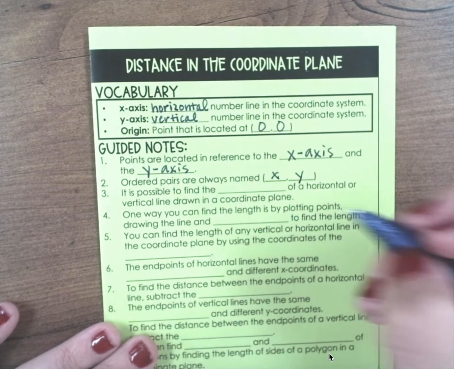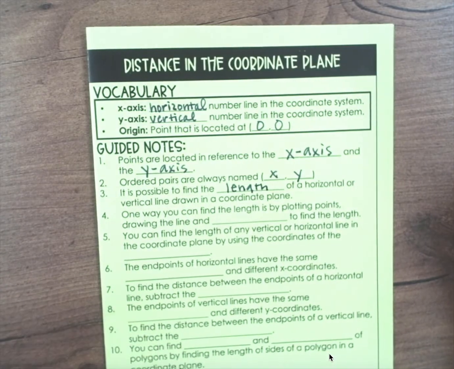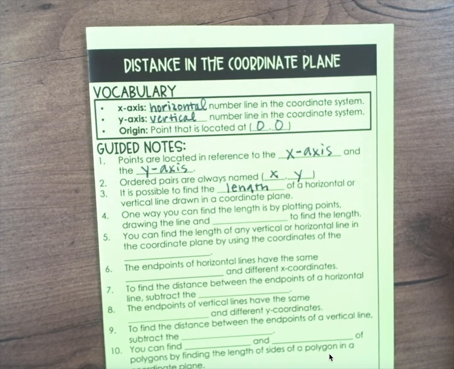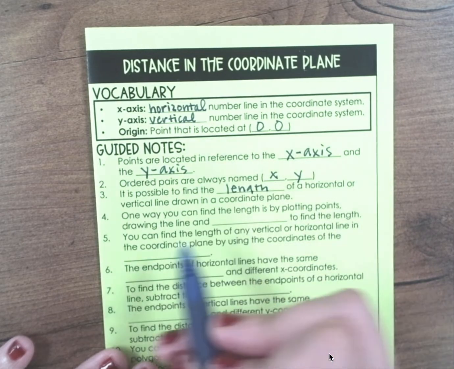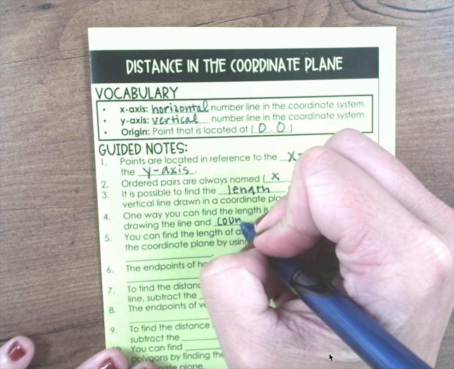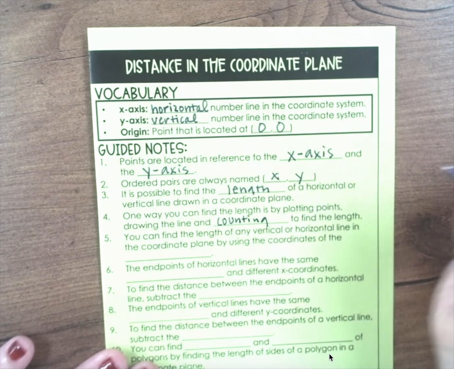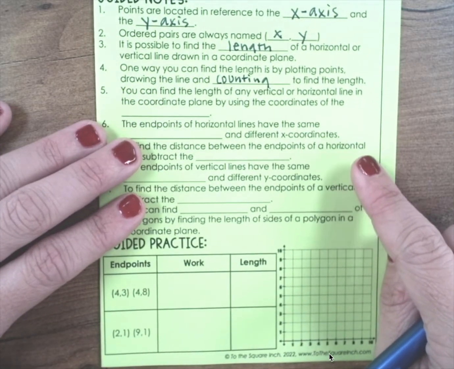It is possible to find the length of a horizontal or vertical line drawn in a coordinate plane. One way you can find the length is by plotting the points, drawing the line, and then counting to find the length. Let's actually just slide down here and let's look at an example.